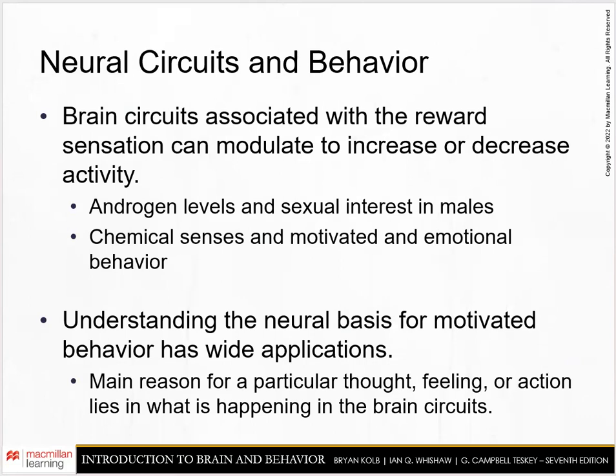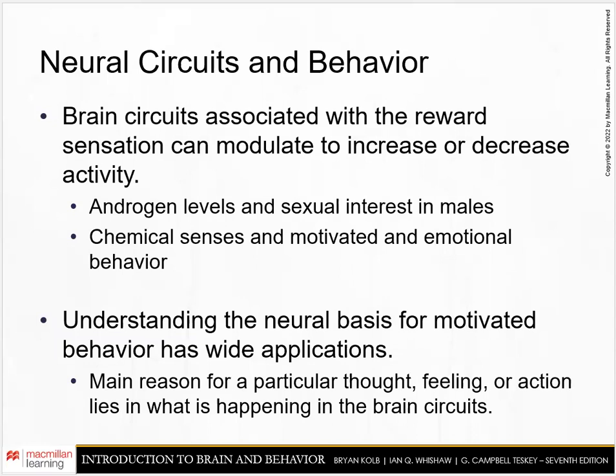Now, the brain circuits that are associated with the reward sensation can modulate to increase or decrease activity. This is related to the androgen levels and sexual interest in males, and the chemical senses and motivated and emotional behavior as well. Understanding the neural basis for motivated behavior has a lot of applications, and the main reason for a particular thought, feeling, or action lies in what is happening in the brain circuits.